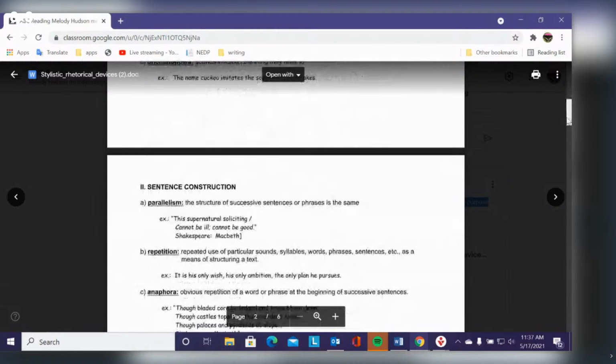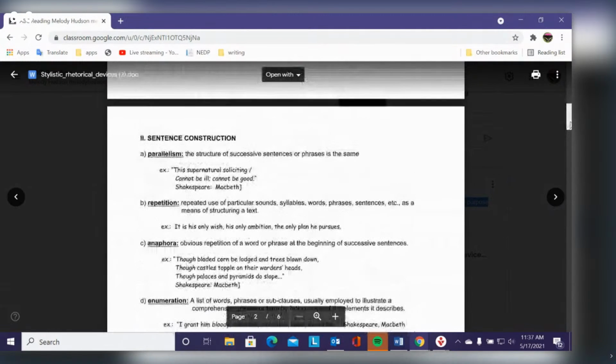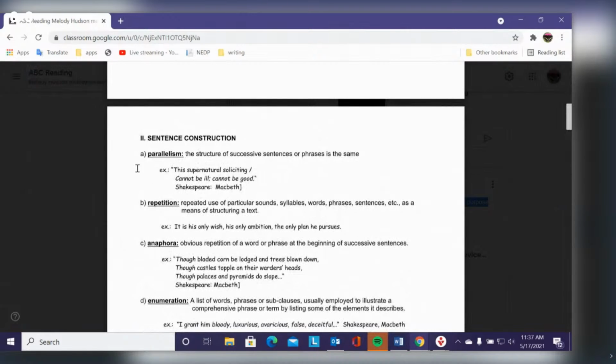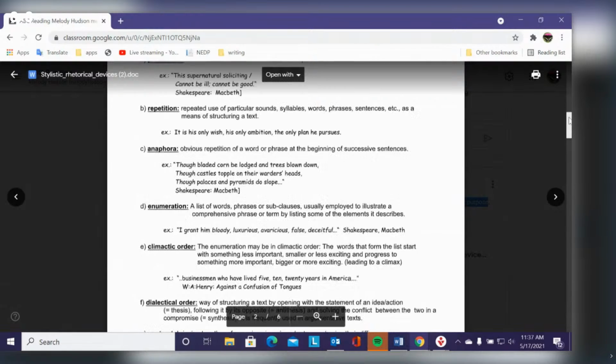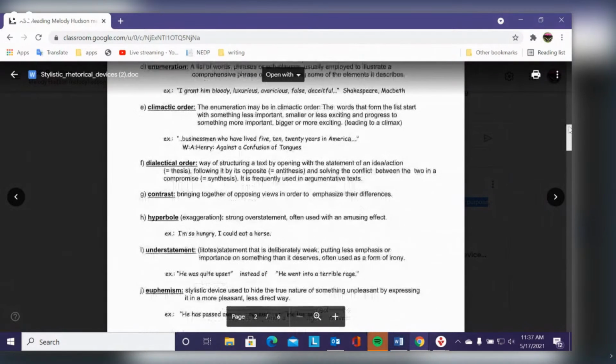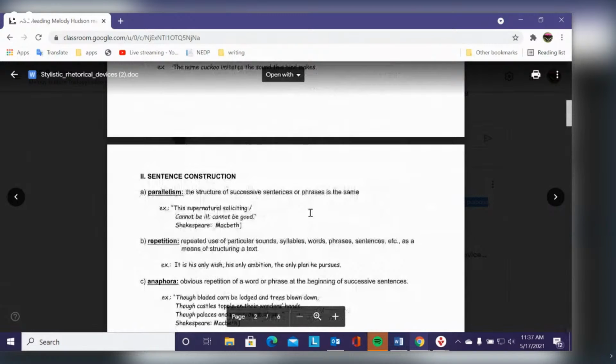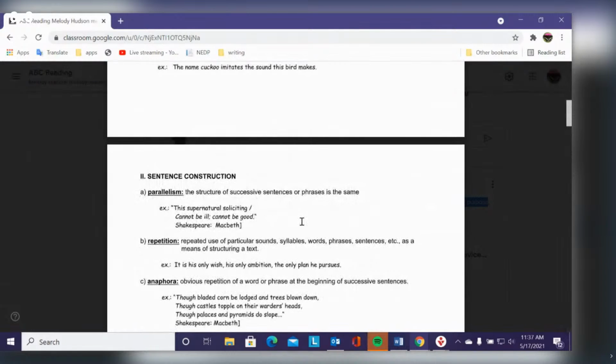And then we're looking at how sentences are constructed. Again, we're just going to do a couple of these. You're going to be looking at repetition and parallelism. A couple of these you really are going to see. Parallelism means that the structure of successive sentences or phrases must be the same. "This supernatural soliciting cannot be ill, cannot be good."